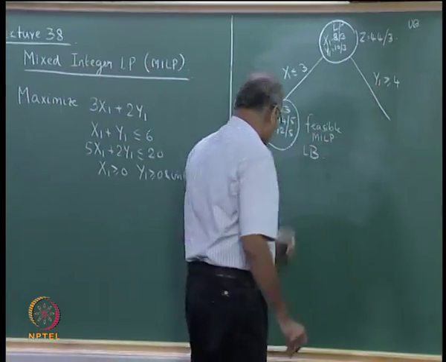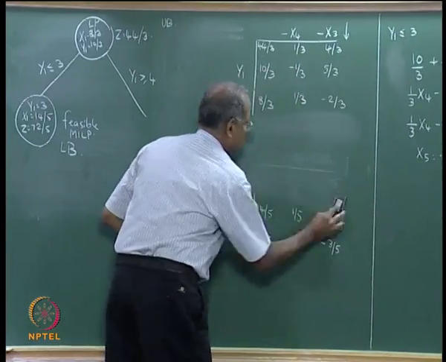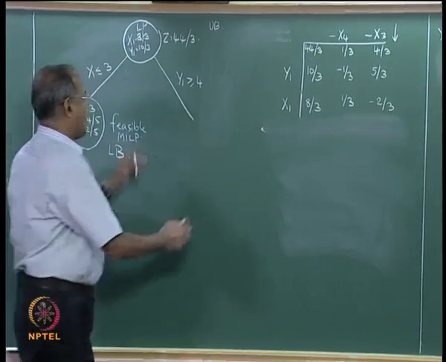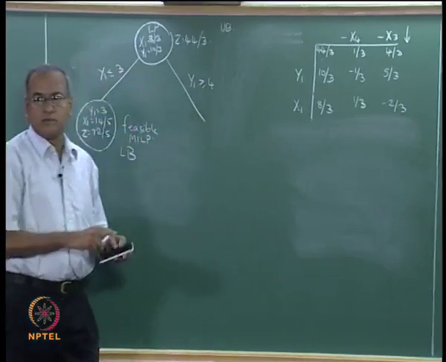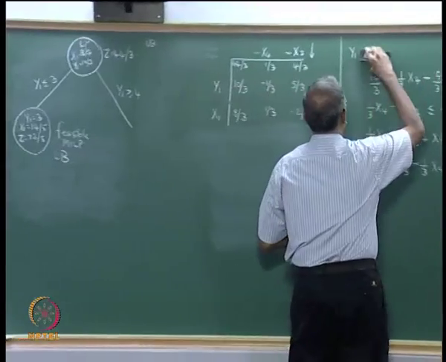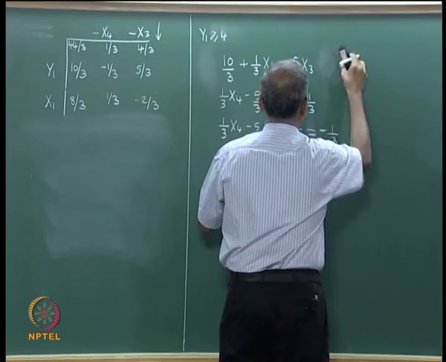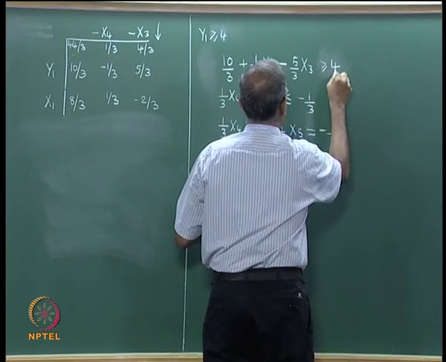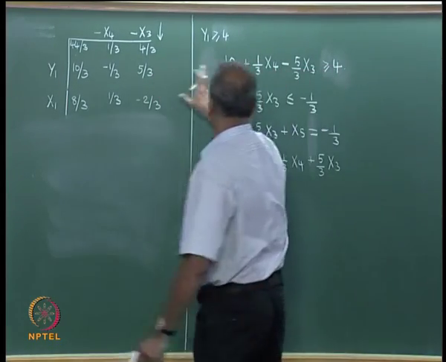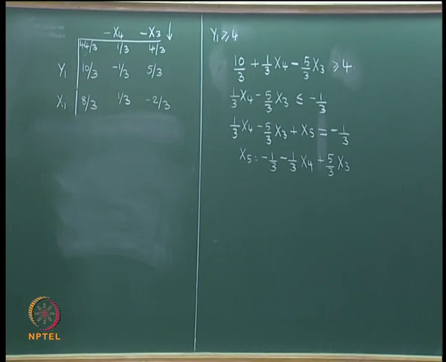So, now we have to look at the other one. So, we will do that as well. So, we will take this. We now have to add y1 greater than or equal to 4 to the LP optimum. So, once again we go back, we now have to add y1 greater than or equal to 4 to the LP optimum. So, y1 from this table is 10 by 3 plus 1 by 3 x4 minus 5 by 3 x3 is greater than or equal to 4.